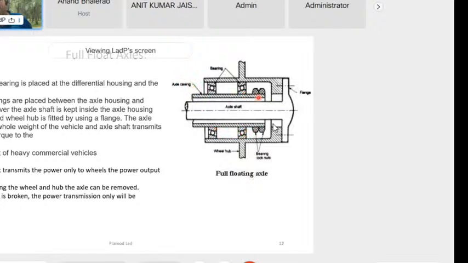So here the axle shaft never takes the vehicle load. Also, when there are running forces like side thrust, driving thrust, braking thrust, all these thrusts are also absorbed through the hub, these bearings and the axle housing. The axle shaft actually transmits only the torque to the hub.